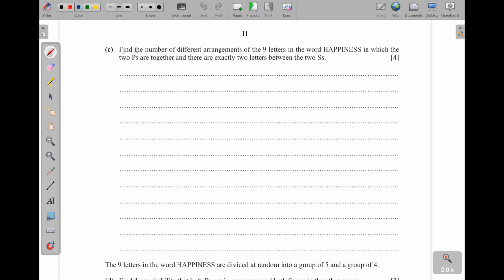Part C, find the number of different arrangements of the 9 letters in the word happiness in which the 2 P's are together and there are exactly 2 letters between the 2 S's. Okay. This one was also one of the parts that disturbed students. So we are going to consider 2 scenarios here. Scenario number 1, first of all, let us draw this. 1, 2, 3, 4, 5, 6, 7, 8, 9.